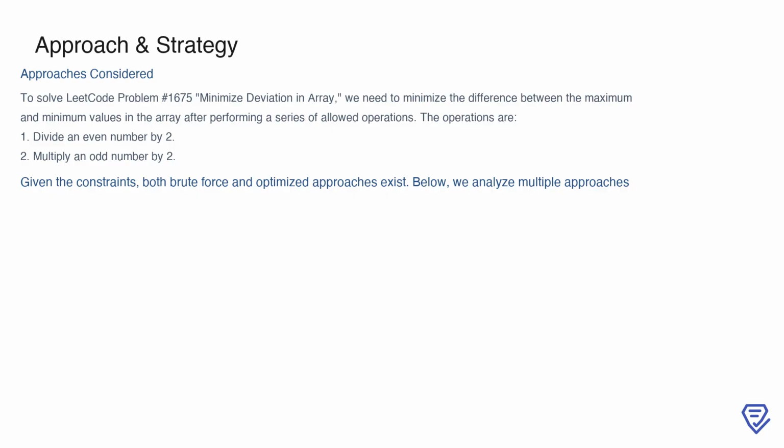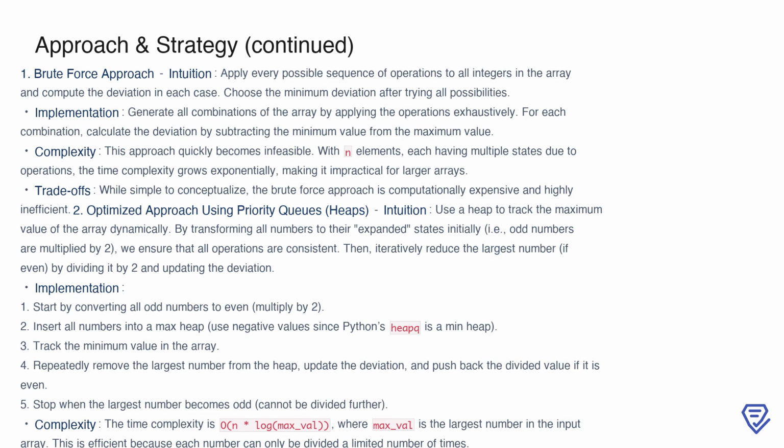By thoughtfully analyzing the constraints and operations, we can narrow down our approach to one that balances efficiency and correctness. One approach is the brute force method. The intuition behind this is straightforward: apply all possible sequences of allowed operations on each number in the array, calculate the deviation for each resulting combination, and identify the minimum deviation.